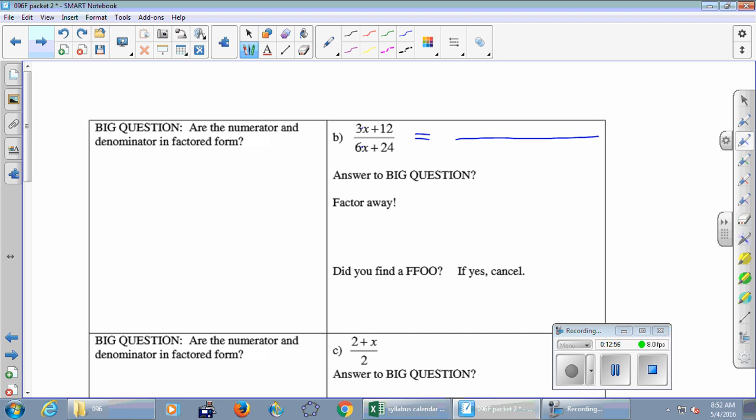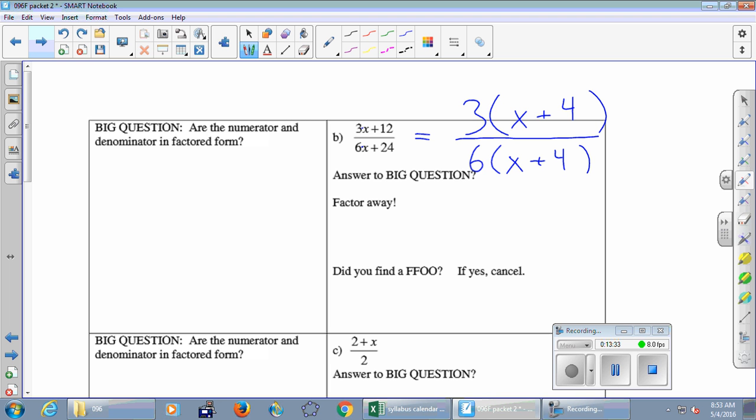As usual, the first kind of factoring is the greatest common factor. What is the greatest common factor on top? 3. Fill in the parentheses. So we should get an x plus 4 there. Downstairs, greatest common factor is 6. Fill in the parentheses. What do we get? X plus 4.